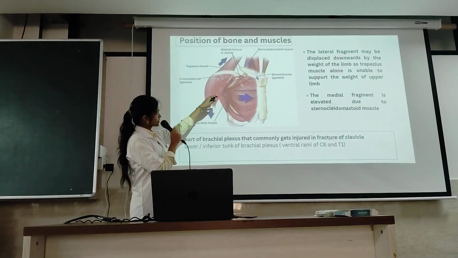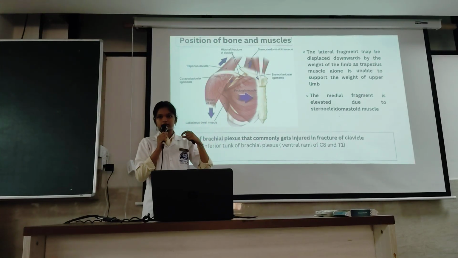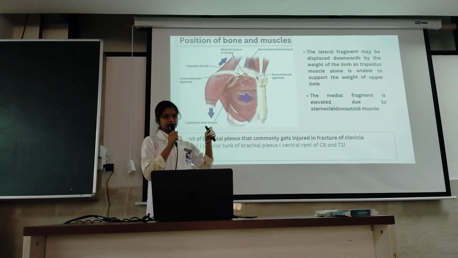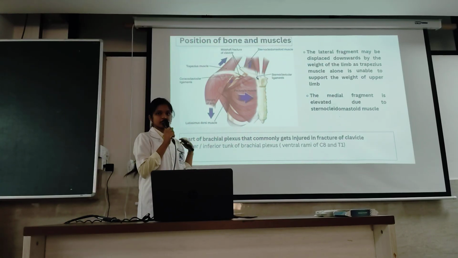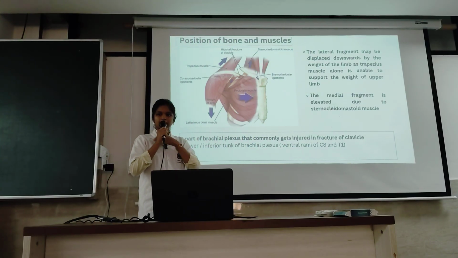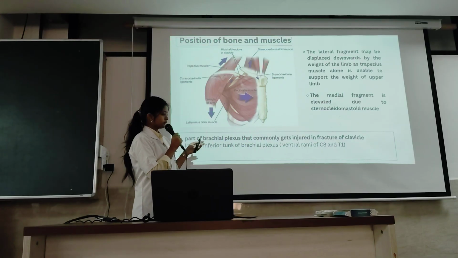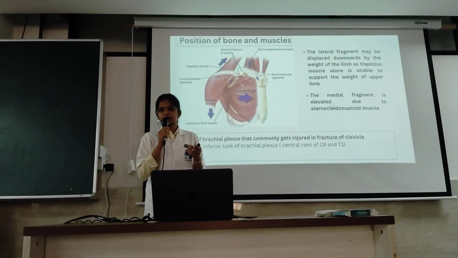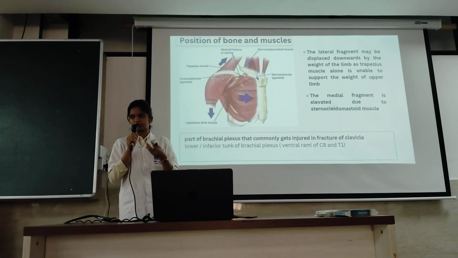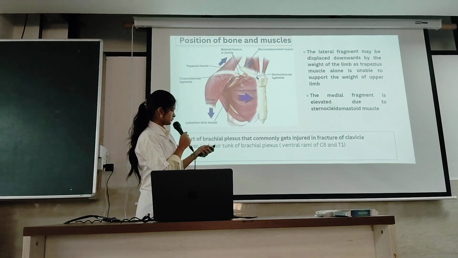So first of all, the sternocleidomastoid will pull the medial part upwards and the middle part of the clavicle will look elevated, and the trapezius alone is not able to hold the weight of the upper limb. So that's why the lateral part will get displaced downwards. And in severe cases, the lower trunk of the brachial plexus is also affected, specifically the ventral rami of C8 and T1.